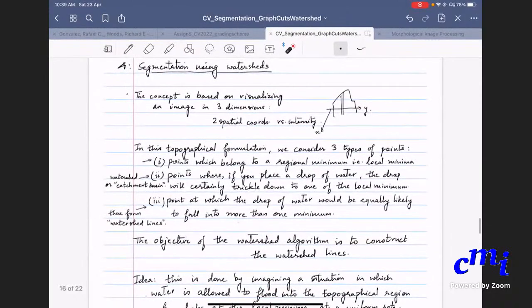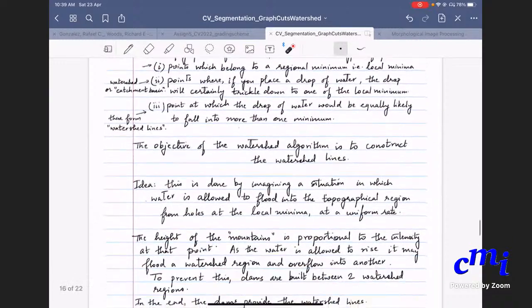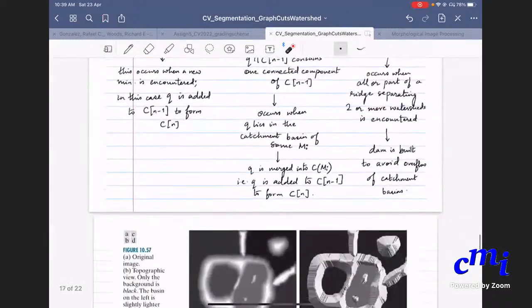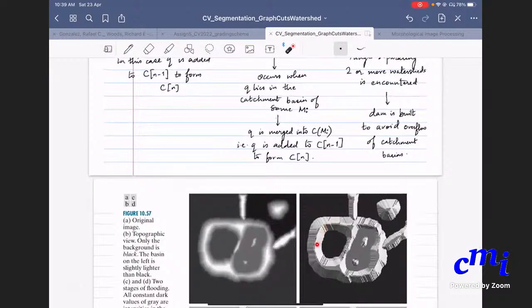And finally, there will be points at which the drop of water is equally likely to fall into one or more of the minima, which means the points on the ridges up here. Okay, so a point on the ridge up here is equally likely to fall either in this watershed area or in this watershed area. Okay, so in this way, we have divided all the pixels in this topographical image into three classes: points of minima, points of watershed, and points which are on the ridges.